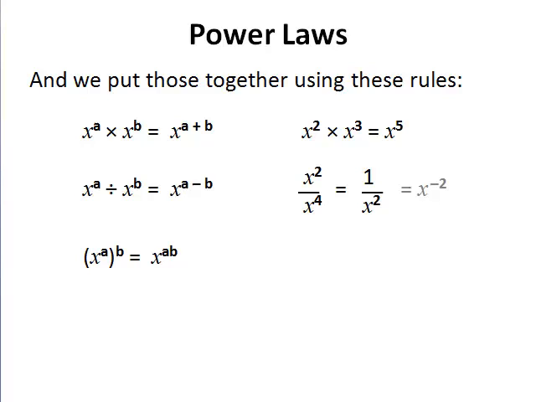X to the a, bracketed, to the b means we multiply a by b. So x squared all to the power of 5 is x to the 10, 2 times 5. And the square root of a number is half of that power. So x to the power of 6 square rooted is x to the power of 3, and that's because x to the 3 times x to the 3 is x to the 6.